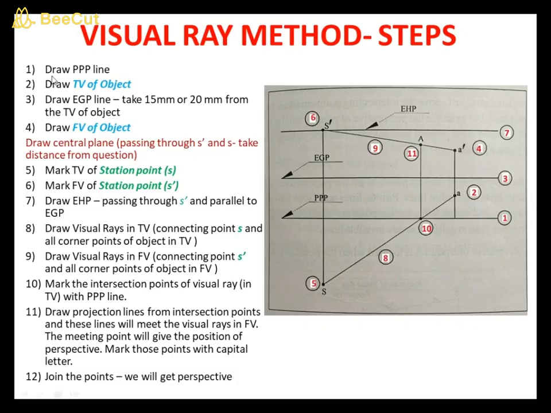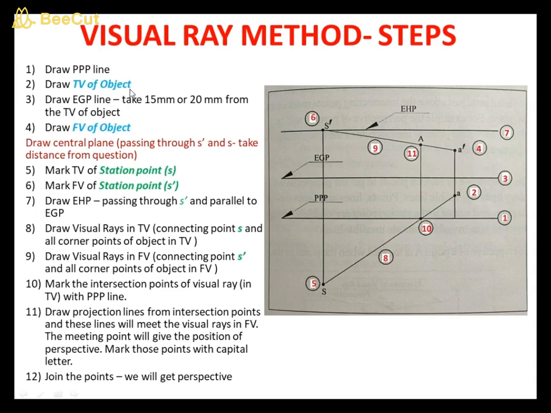Now I will explain the steps. You have to follow these steps to get the perspective of any object using the visual ray method. The first step is to draw the picture plane, PPP. Since the picture plane is a plane, it will appear like a rectangle in front view, but you can see the top view of the picture plane as a single straight line. The top view is the plan, so the plan of the picture plane is abbreviated as PPP. Draw the PPP line first. That is the first step.